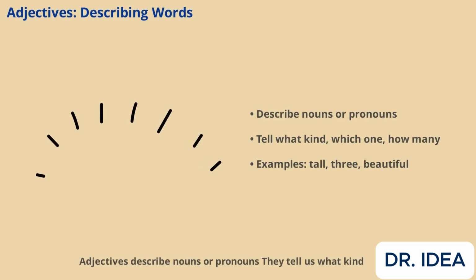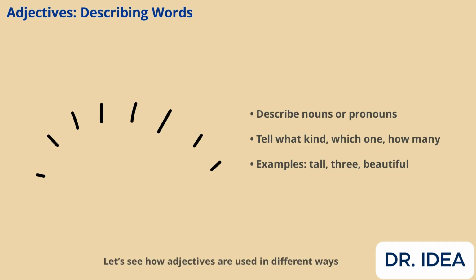Adjectives describe nouns or pronouns. They tell us what kind, which one, or how many. For example, in tall boy, 3 apples, or beautiful dress, the words tall, 3, and beautiful are adjectives. Adjectives make sentences more interesting and specific. They help us paint a clearer picture with our words.